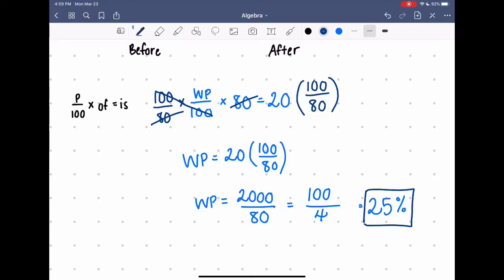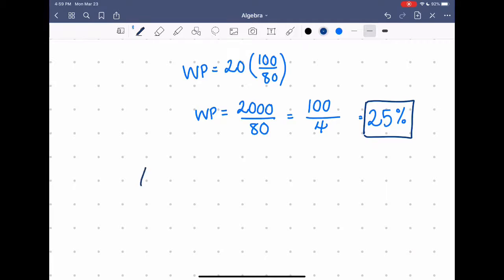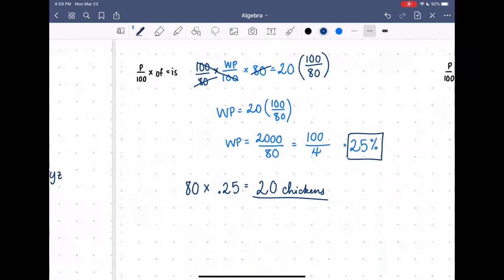So that means that we were left with 25% of our original flock. And if I were to take the number 80, our original flock, and multiply that by 25%, or 0.25, I would get the answer of 20 chickens. So I would get that 20 chickens is 25% of my total. Okay, let's do another example.